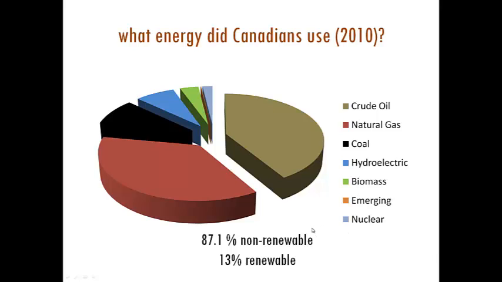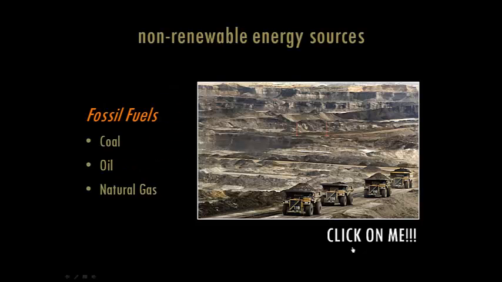In Canada, our biggest source of energy would be those fossil fuels. Look at this. There's crude oil right there, and there's natural gas right there, and that black wedge right there is coal. That makes up 87.1% of all of the energy sources that exist. So like I said, fossil fuels: coal, oil, and natural gas.